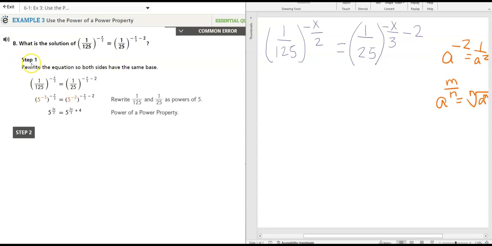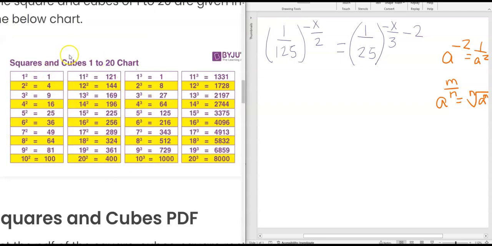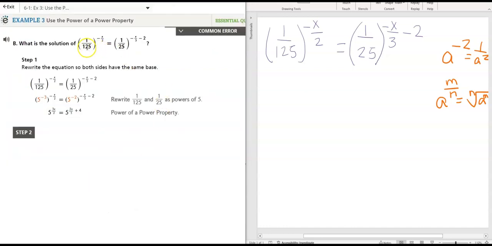So step 1, and if you're taking notes, this is a really good thing to do, write the equation so that both sides have the same base. That's gonna be your first step when solving problems like this, okay? Again, if I go back to my squares and cubes chart, you should recognize 25 as the square of 5 and 125 as the cube of 5, okay? So now back at my problem, I'm going to again rewrite the equation so both sides have the same base.